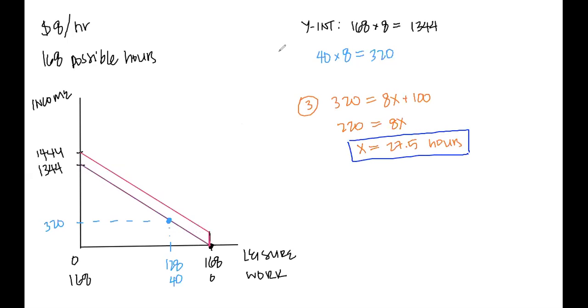In case you wanted to see where this was on the budget constraint, it would still be at 320, but you could graph it this way. So this would be 27.5. So we can see that his income isn't changing at all, just his number of hours from this shift in the budget constraint. So that is all of number 3.